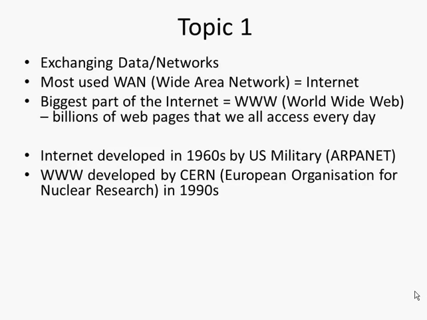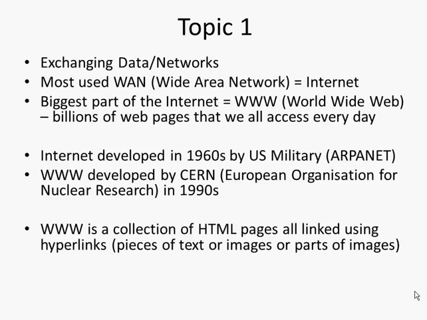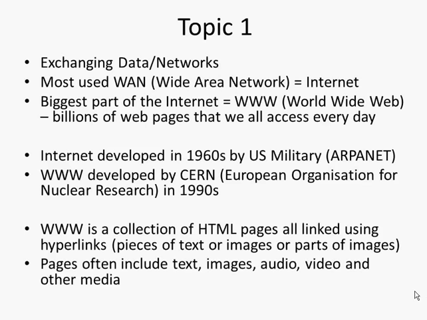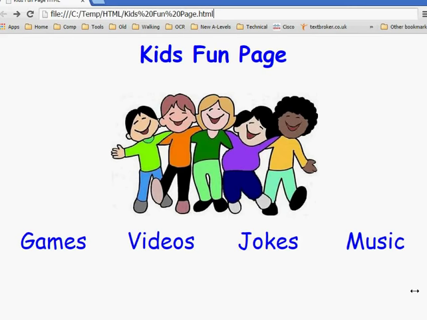The web was developed by an organisation known as CERN, the European Organisation for Nuclear Research, and this wasn't until the 1990s. The web is a collection of HTML pages all linked using hyperlinks. So we're used to this concept of following a link from one web page to another, and the links comprise of text or images or areas of images. These web pages often include text, images, audio, video and other media. And there's an example of a nice looking web page just there, but you've all used hundreds of them before.